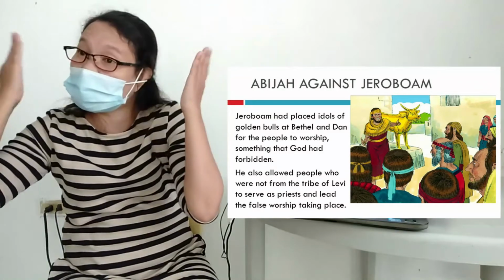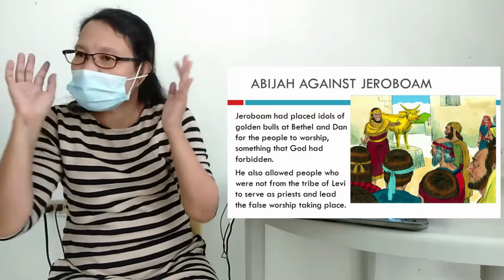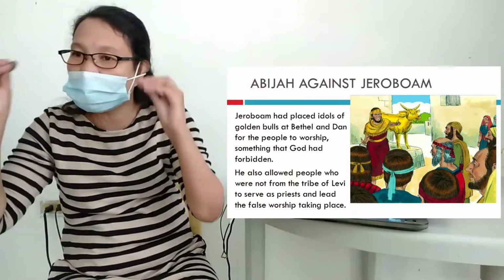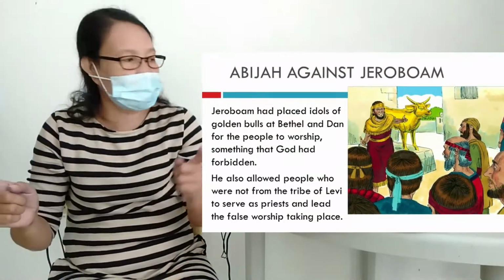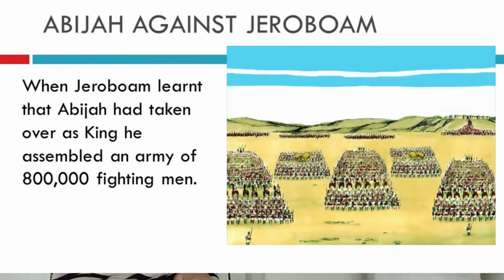Grabe si King Jeroboam. Nagsimba siya og mga hayop, ang mga animals. Nganuman, kay di man siya ganahan nga ang mga tao maadto sa temple. Di siya ganahan nga ang mga tao maduon ni King Rehoboam. That's why he had to build two calves. He made two calves.